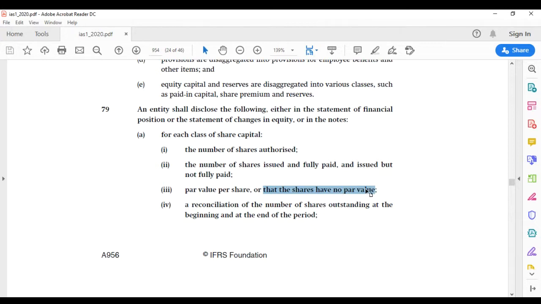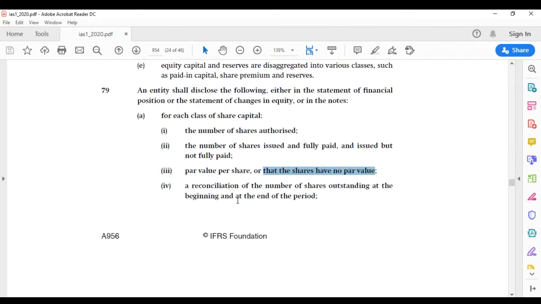Now you know why it's so important that when we described the authorized share capital, we said ordinary shares of no par value, right? It's a requirement of IAS 1. You must either disclose the par value, or if the shares have no par value, then you must disclose the fact that those shares have no par value.